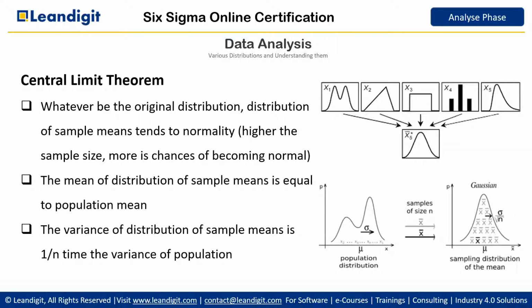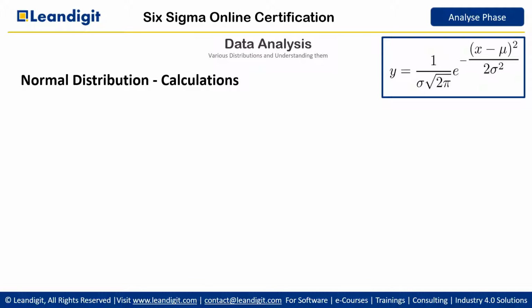This theorem gives us an inkling of why normal distribution is so important, because even if data is not normal, we can plot its averages and do a lot of studies based on normal distribution understanding. So we'll now understand normal distribution calculations. For mathematically oriented people, the function which normal distribution follows is 1 by sigma root 2 pi multiplied by e raised to minus x minus mu whole square divided by 2 sigma square. So only two parameters are sigma and mu, and x are the different values which it takes.